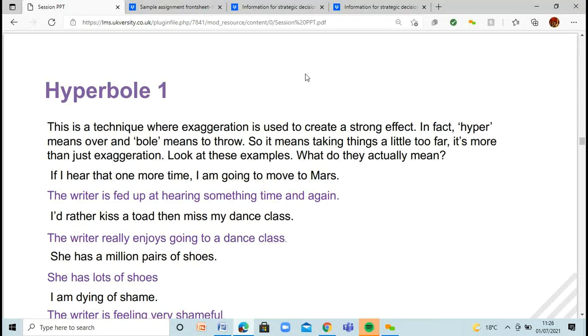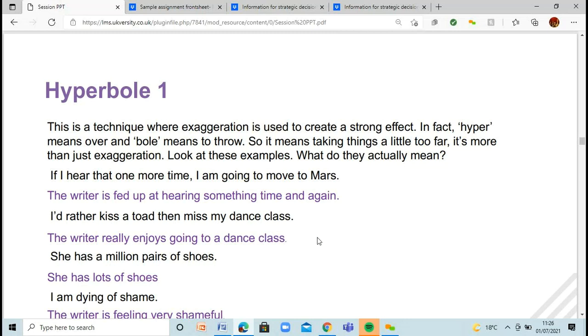Then we've got hyperbole. So remember, hyperbole is where you just make an exaggeration. So we've got a couple of things on here. If I hear that one more time, I'm going to move to Mars. Obviously they can't move to Mars. It's just that the person who's writing this is quite fed up and they don't want to hear the same thing again. So I'd rather kiss a toad than miss my dance class.